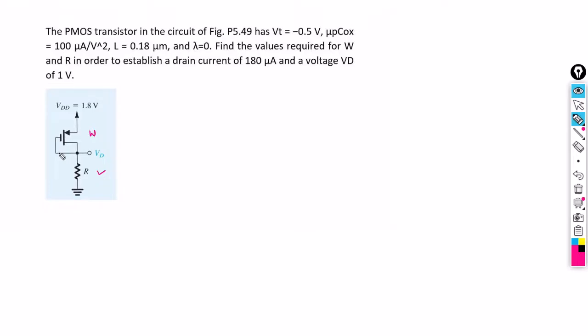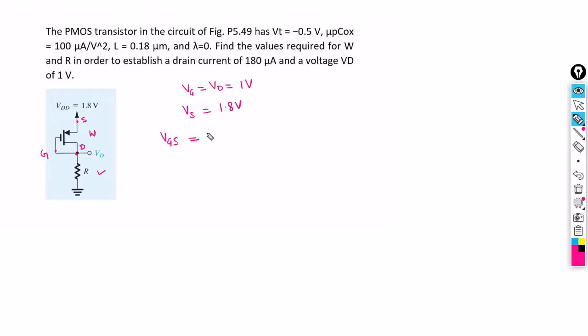As you can see in the circuit diagram, this one is your gate terminal and this one is the drain terminal. Both gate and drain terminals are connected, so we can write Vg equal to Vd, and it is given as 1 volt. This one is the source terminal. We can write it as Vs, and Vs is given as 1.8 volt.